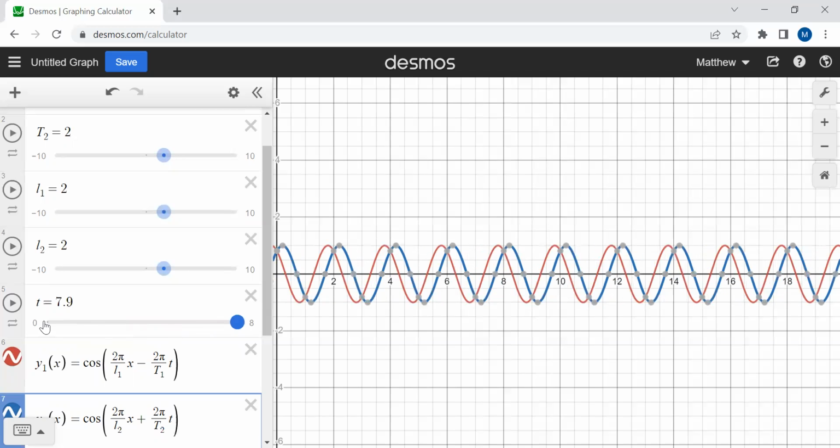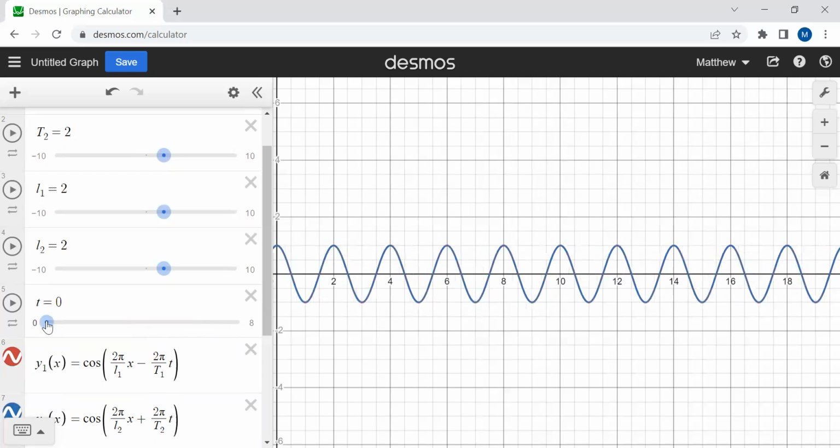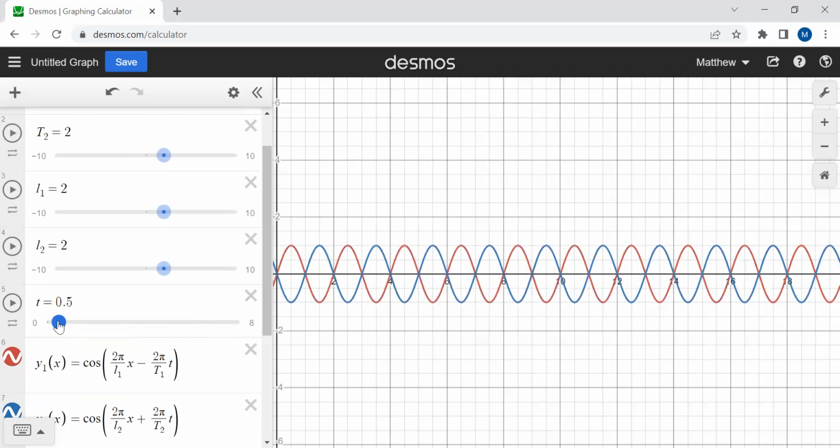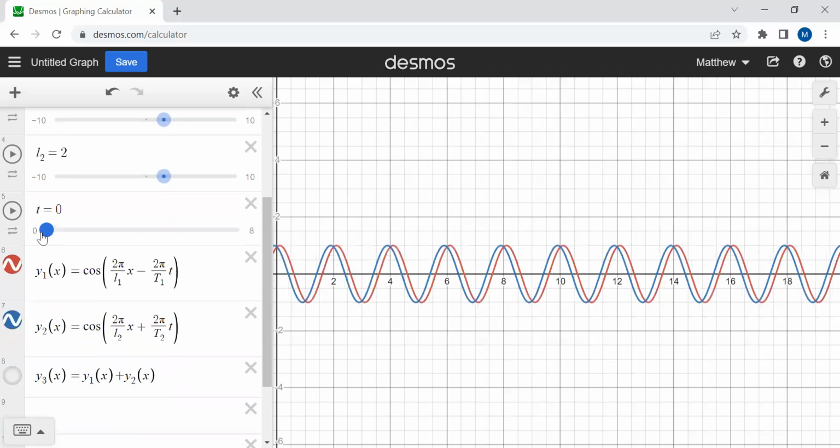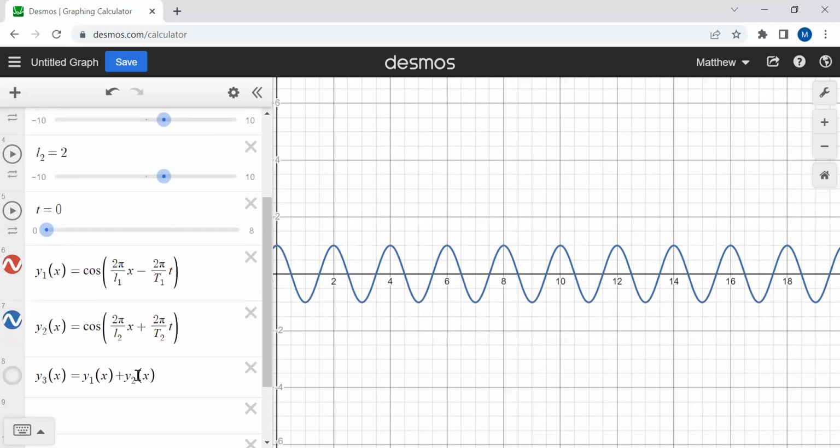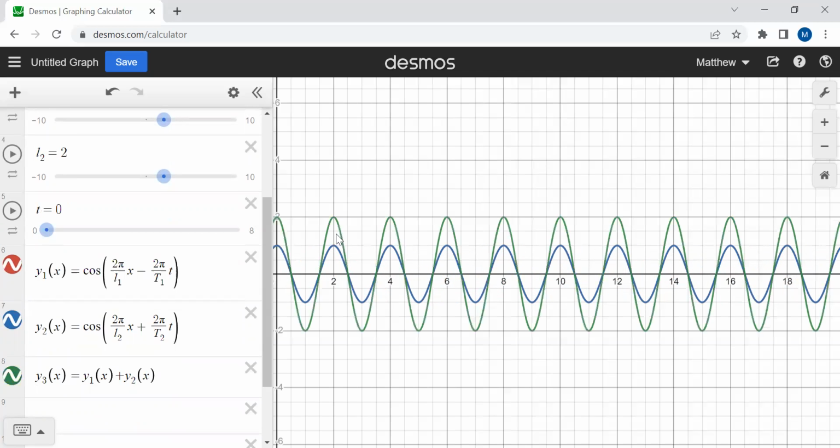And so we'll start with that. So you see these waves, they travel in opposite directions. Right now they're in phase, right? The crests are aligning and the troughs are aligning. And here they're out of phase. The crest of one wave is aligning with the trough of another wave. Now I'm going to plot a third wave that is just the sum of wave 1 and wave 2, and that's the green.